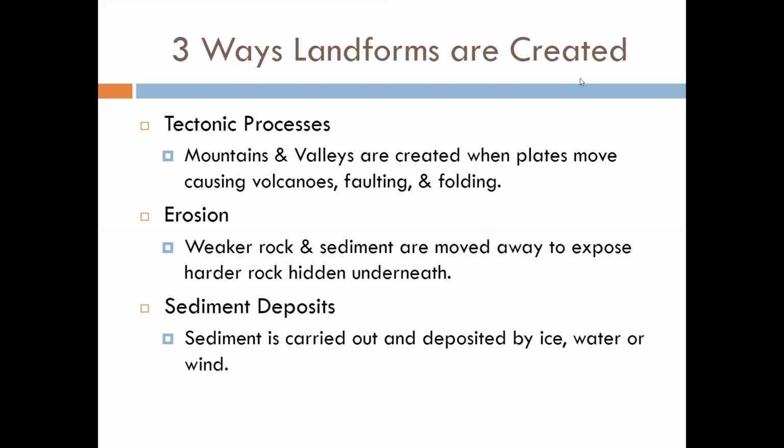All right, our last topic we're going to talk about today: three ways that landforms are created. We saw all of those landforms yesterday in our pre-assessment slideshow. That's what we're referencing when we talk about landforms. The first way landforms are created is by tectonic processes. Mountains and valleys are created when plates move, causing volcanoes, faulting, and folding.